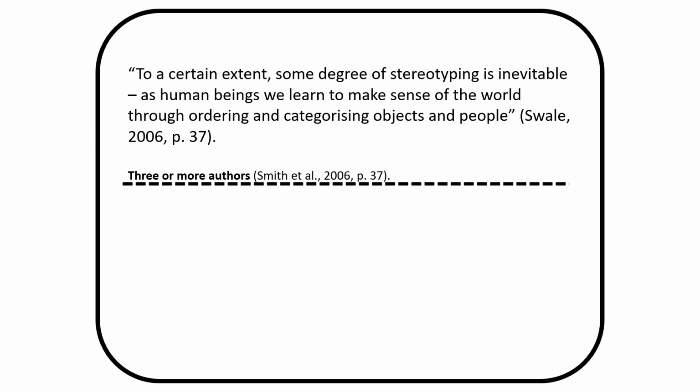If there's two, put an ampersand, also known as an and sign, between the two authors. If there's three or more, use the name of the first author followed by the term et al. Put a comma, then a space, and then the year of publication, followed by a comma and a space. Place a P with a period, then a space, and the page number where the sentence appears in the source.